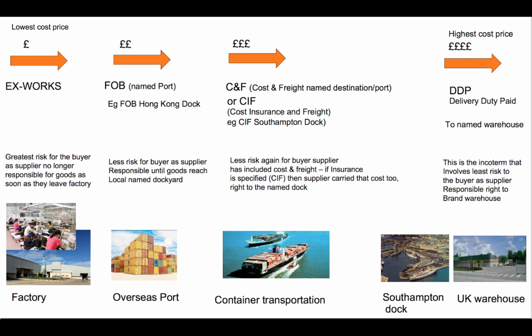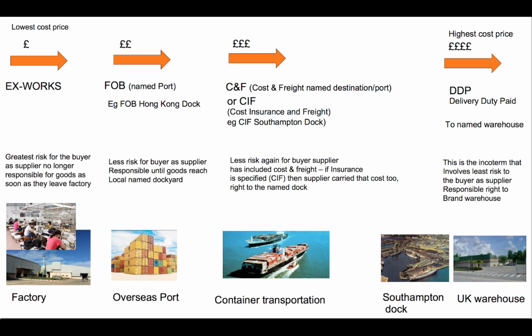So let's start with ex works, which is the lowest price, the lowest to add to your cost price. It is the greatest risk for you, the buyer, as the supplier no longer is responsible for the goods as soon as they leave the factory. Ex works means that the manufacturer leaves the goods at the factory door, and that is it. You at that point now own those goods. You must transport them and pay for the insurance for them to get to your warehouse.